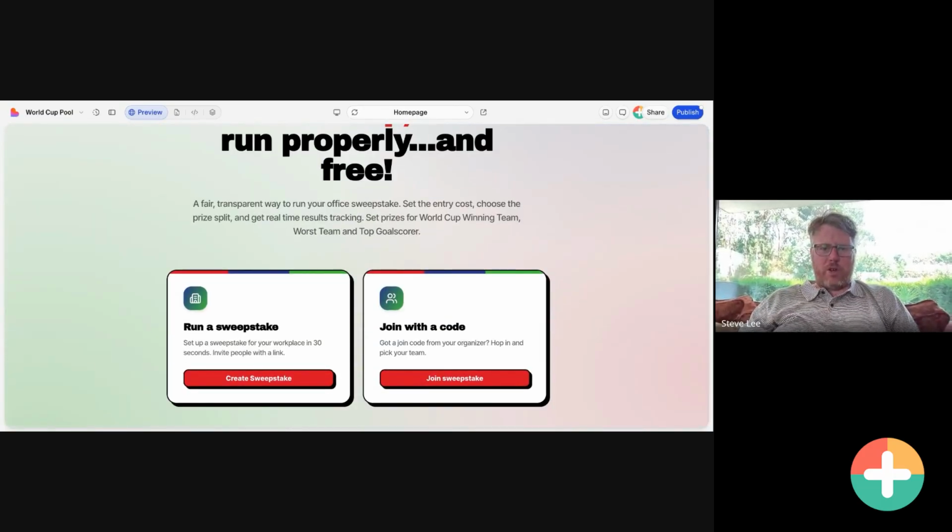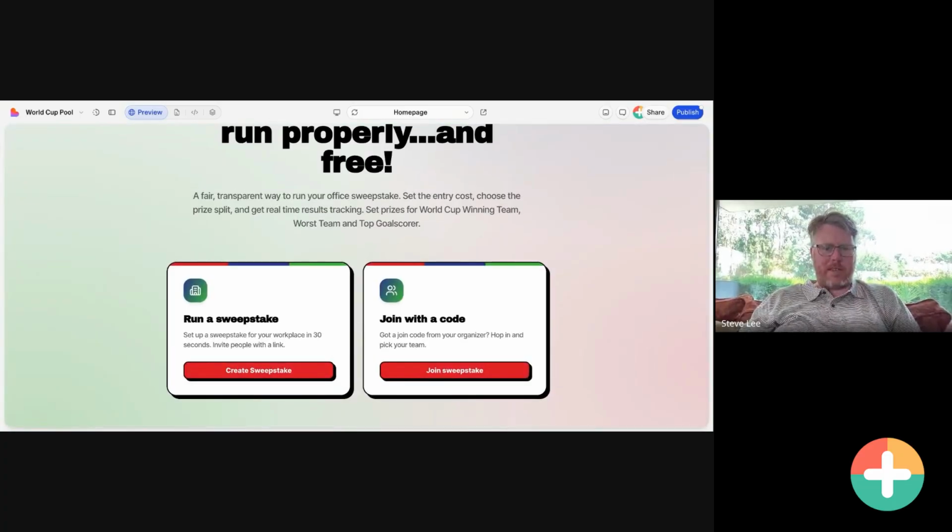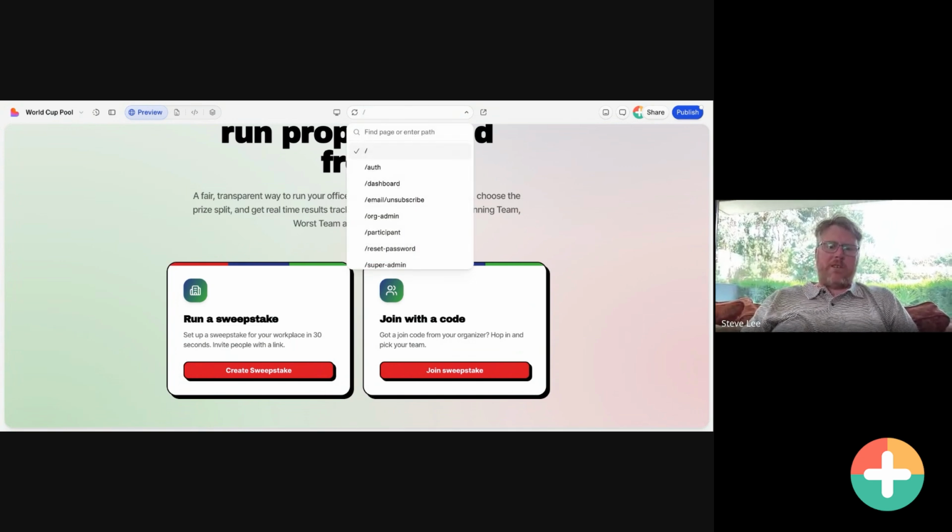When someone first arrives on the page, they'll be given this greeting, and they can either run a sweepstake, so they can be the guy in the office that is the admin of the sweepstake, let's say, for want of a better word, or they can join with a code. So the admin can create it and send out a code by email, and they can join the sweepstake with a code. The beauty of it is it keeps track of what people's teams are doing and updates them on how people in their businesses are doing in terms of the sweepstakes.